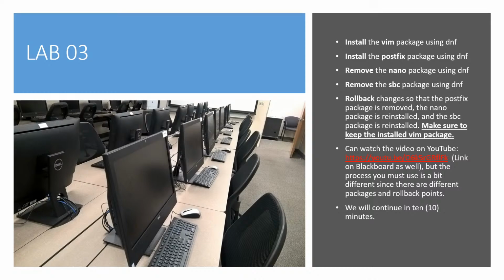And I'm just gonna go ahead and skip back to here. And remember, you just want to do this one, this one, this one. Don't do the remove SBC package if you don't have it. And after you've done those things, roll back so that Vim stays installed on your computer, but you remove the postfix package and you reinstall the Nano package with the rollback. Okay. So go ahead, take 10 minutes to go ahead and do this.